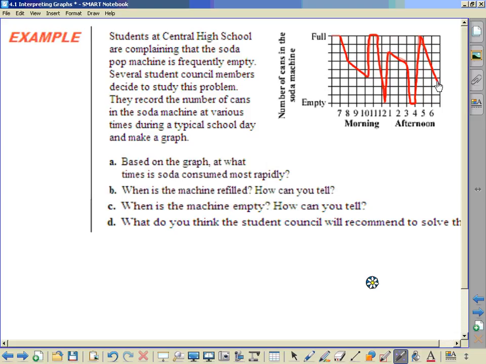Good. And what do you think they should do to solve the problem? Get another machine or refill it more often. Agree? Anything else that could be done? Yeah? Fill the machine during the highest consumption times. Fill the machine, especially during those highest consumption times. Good? Increase the price. Interesting. If you increase the price, what might happen? They wouldn't buy as much, right? Supply and demand. Economics 101.